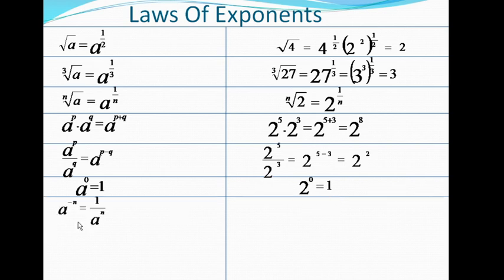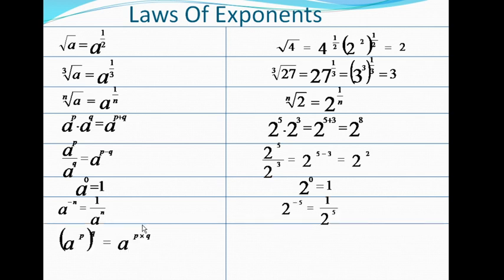Next, if the exponent is in negative form, we will take the reciprocal. Next, when a bracket is there and two powers are there, we generally multiply both.